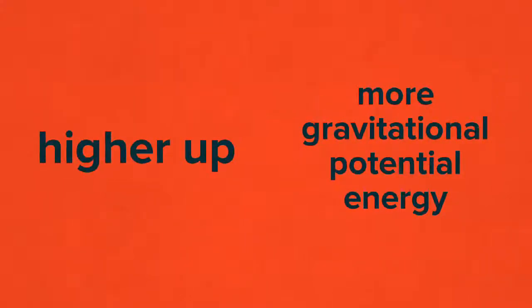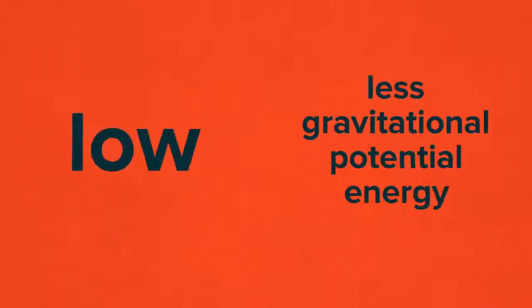Another thing that affects gravitational potential energy is how high up something is. The higher up it is, the more gravitational potential energy it will have. Something that is low down and close to the ground or to the table will have less gravitational potential energy.